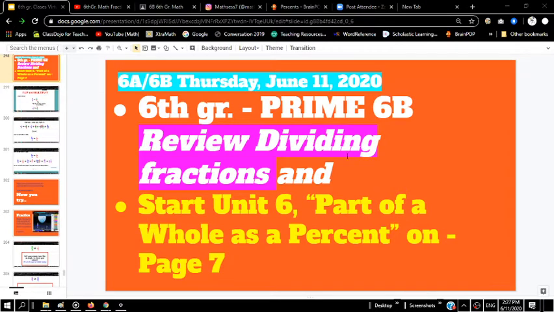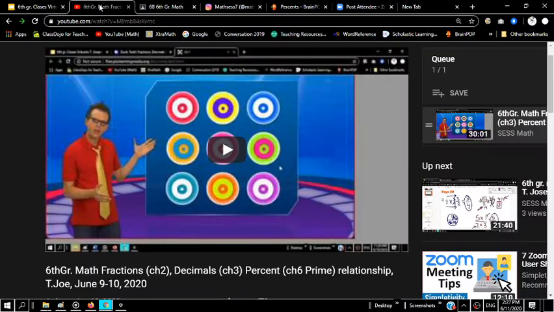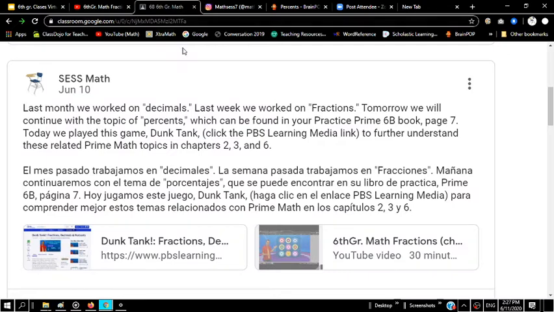So, let's get started. Last time, if you missed last week's lesson, we were looking at chapters 2 and 3 and 6 and just finding the relationship among fractions, decimals, and percentages. Also, you can find a couple of this game on Google Slides. If you missed it, you can play it.